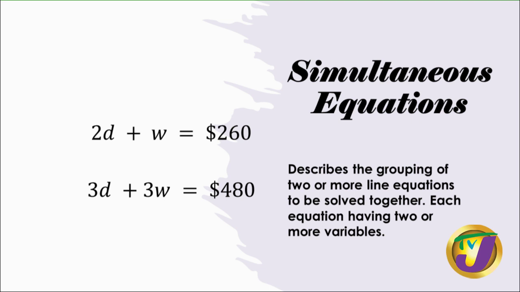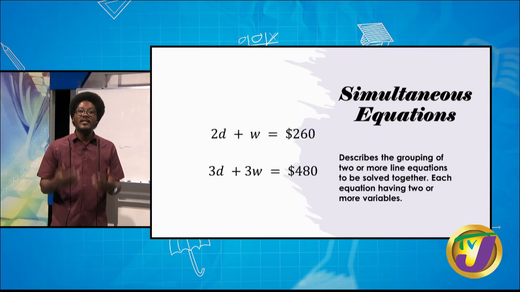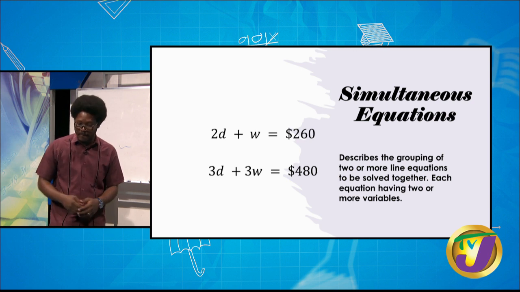Now, we have a pair of equations which reads 2D plus W is equal to 260, and we have 3D plus 3W is equal to 480. What we have here is what we call a simultaneous equation. A simultaneous equation is really a group of 2 or more linear equations that we're going to be solving together, with each equation having at least 2 variables.